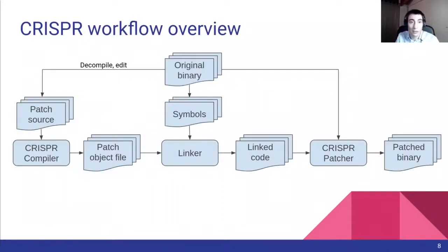Now, this is the high-level overview of how Crispr works. We start from our original binary, and using the tool of our choice, we decompile it and we edit the source of the function that we want to patch. From this, we take the source code of our patch and we compile it using a custom compiler to an object file. Then we pass this object file and the symbols recovered from the original binary to a linker to produce some linked code. And then ultimately we pass it to a component which we call the patcher, which takes the original binary and the new code that we produced, and it merges them to produce a patch binary.